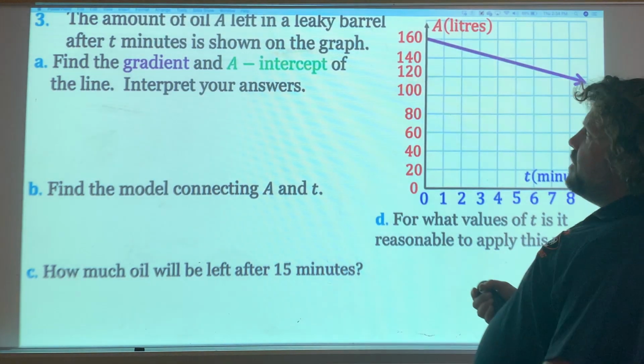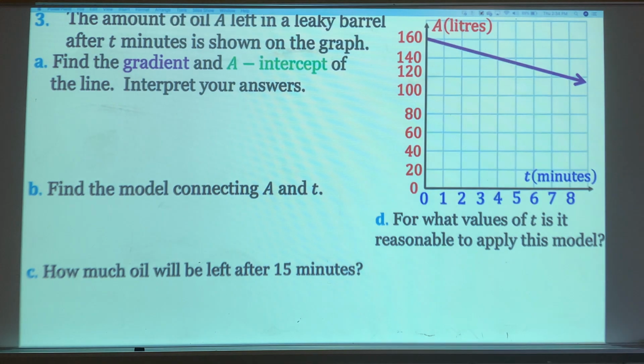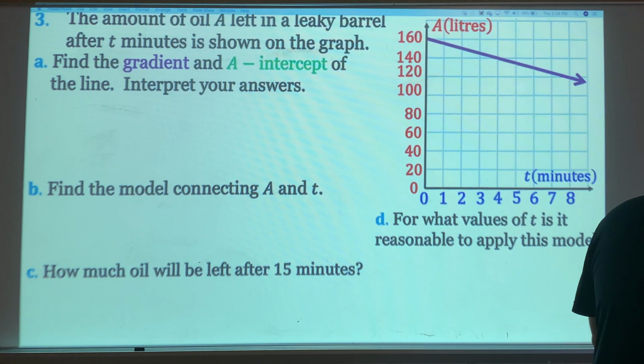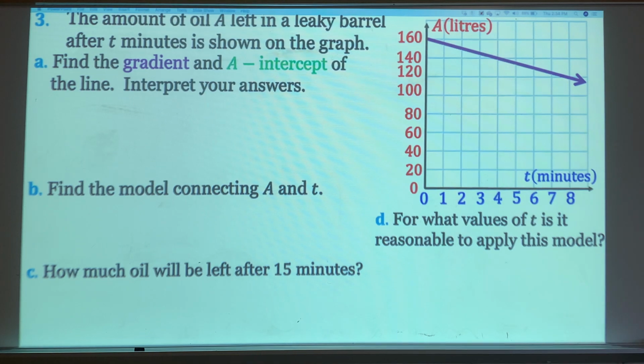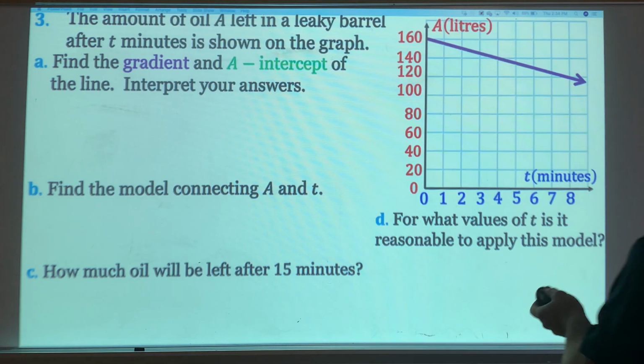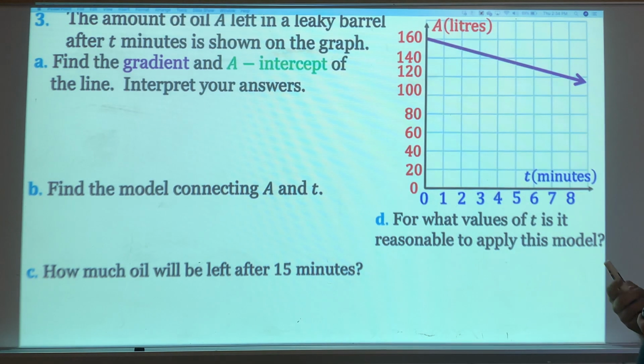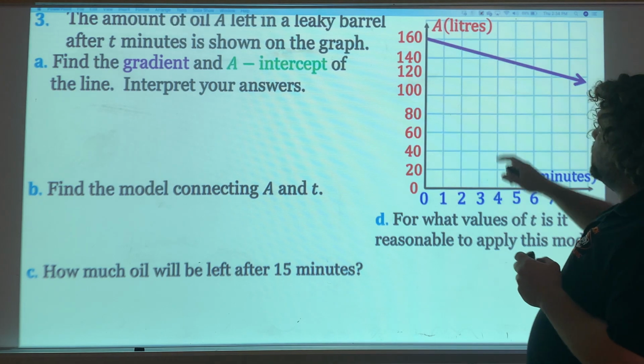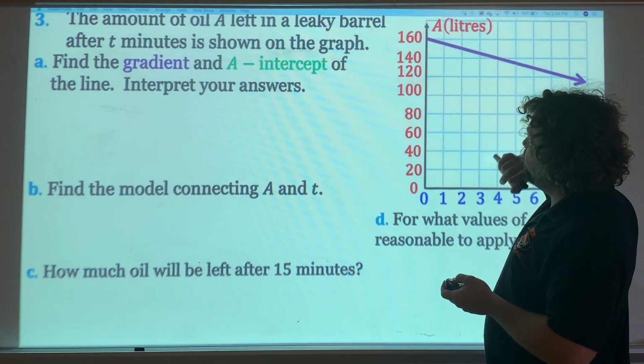Problem 3, the amount of oil left in a leaky barrel after t minutes is shown in the graph. Find the gradient and the a-intercept of the line, and then interpret your answers. So first thing we're going to do is find the gradient. Another word for gradient, we went over this, is slope. So we're going to pick 2 points on this line.